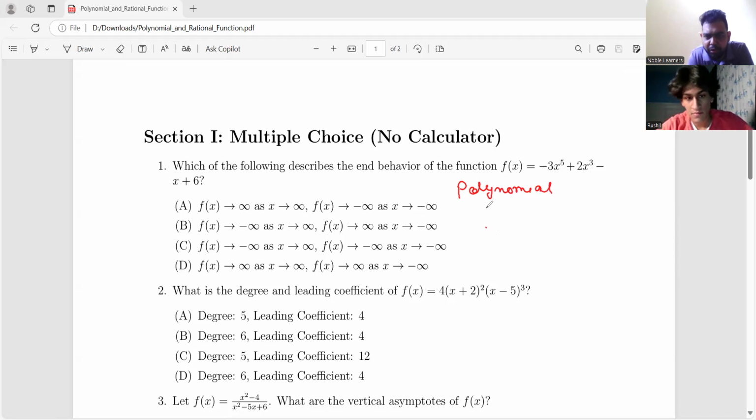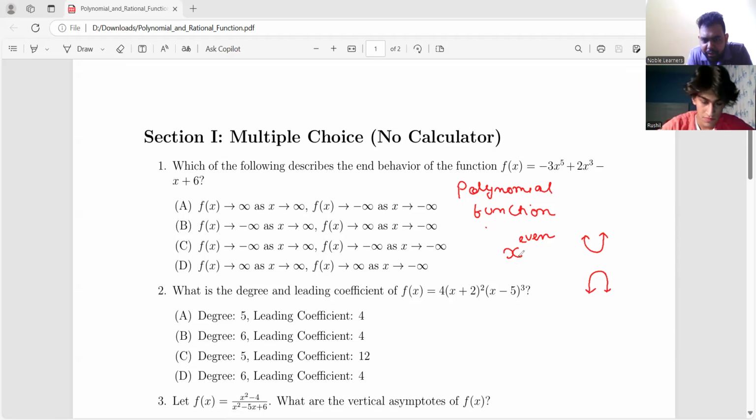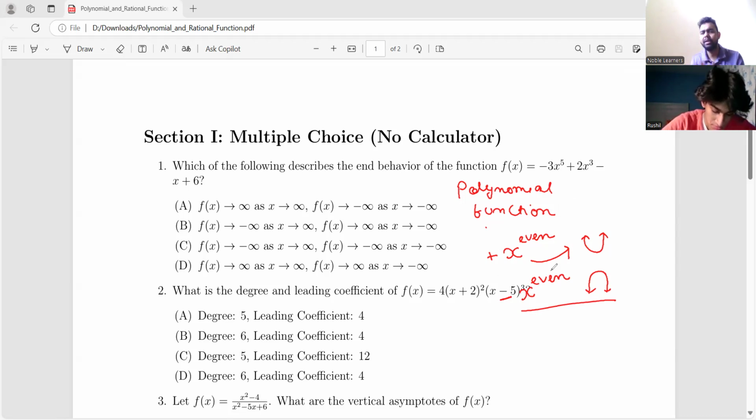When we are talking about polynomial function end behavior, we have to look at the degree first of all. If there is an even degree, the graph will either go up, up, or the graph will go down, down. If you have an even degree and positive coefficient, it will go up, up. If you have a negative coefficient and even degree, then it will go down, down. It does not matter if the degree is 2, 4, 6, 8. If that is even and positive, this will go up, up, and otherwise down, down.